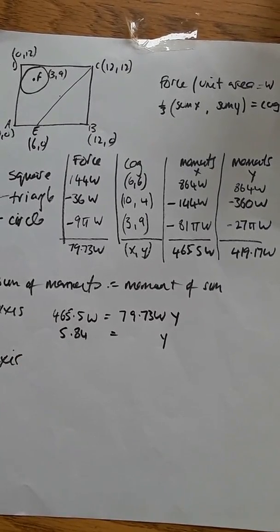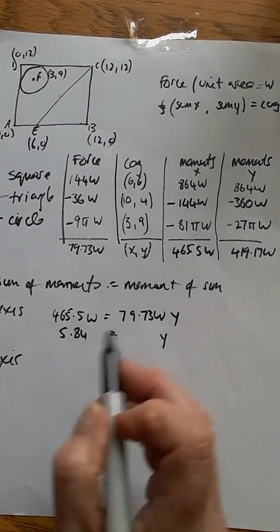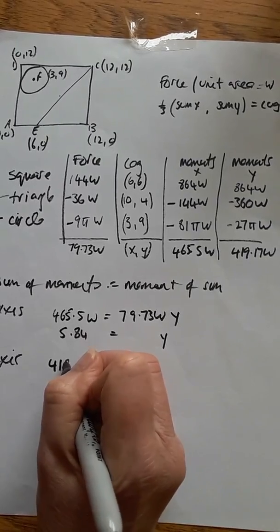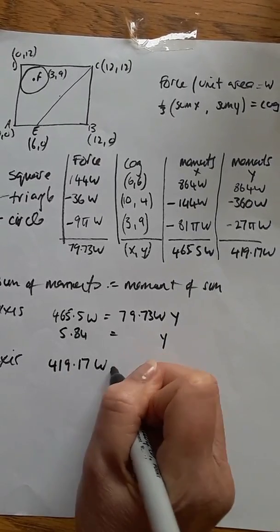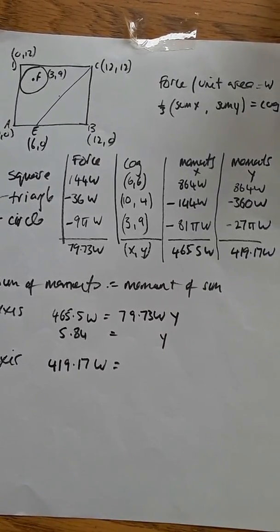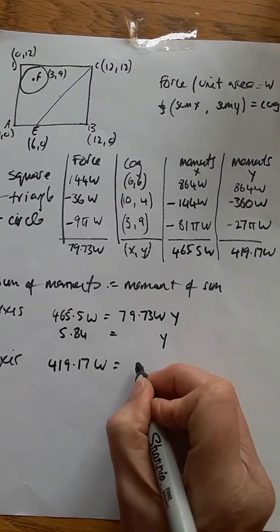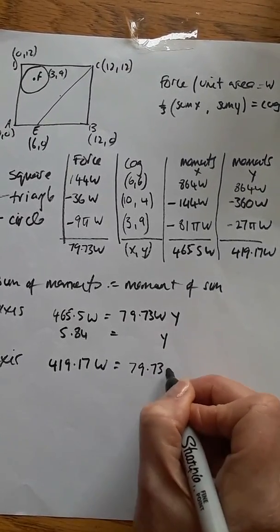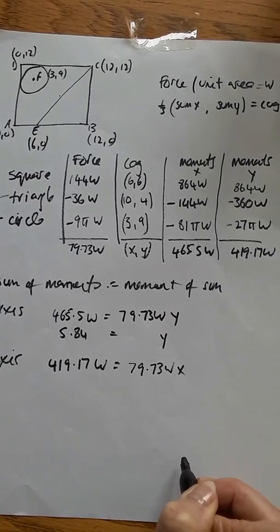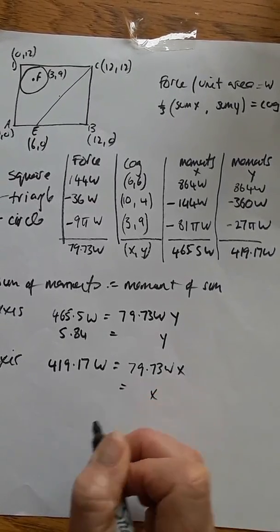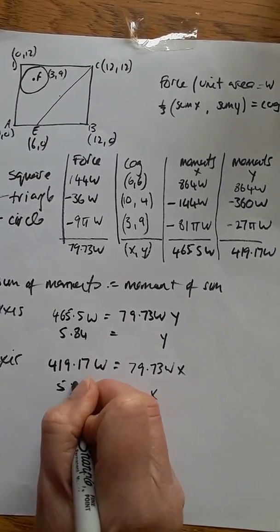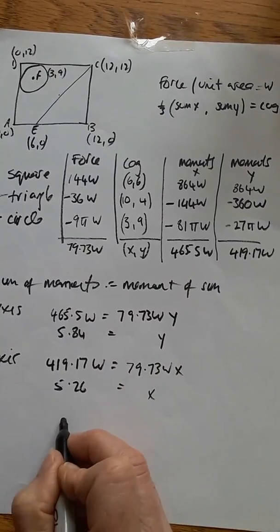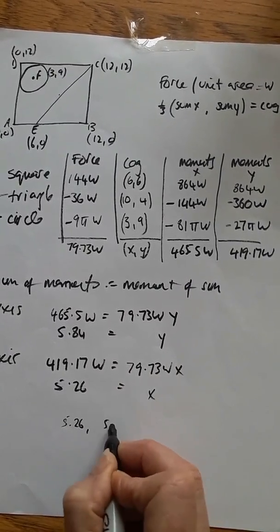And do the same for the y-axis, exactly the same again. So I take the sum of the moments about the y-axis, which is 419.17W. I'll put that equal to the moment of the resultant about the y-axis, which is 79.73W times x. The x will then become 5.26. So my centre of gravity is at 5.26, 5.84.